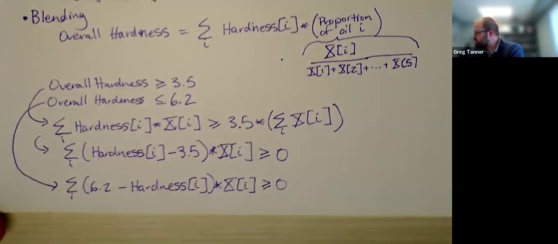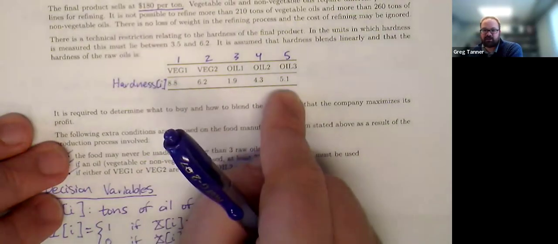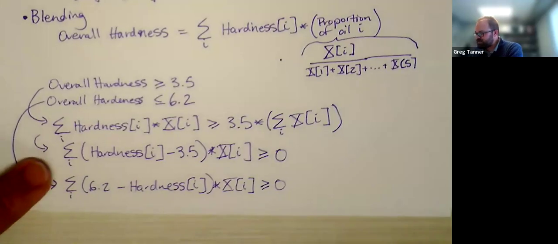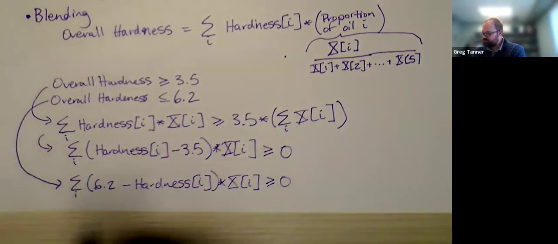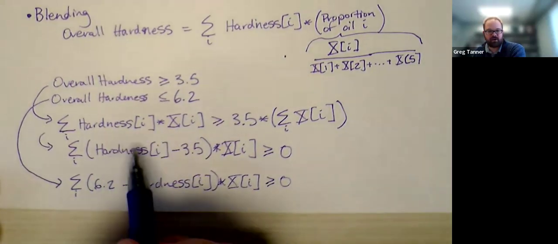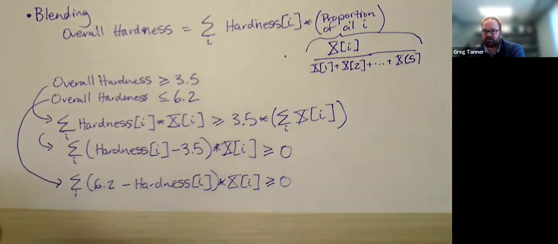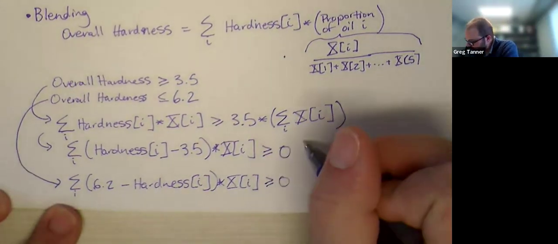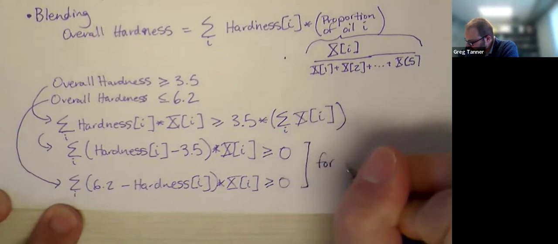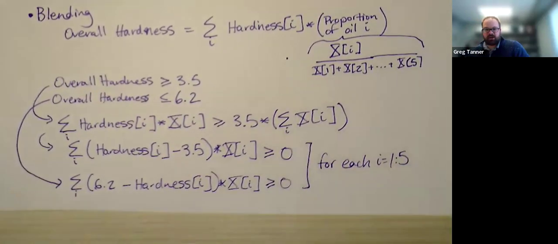Okay. One thing to note is that some of these individual oils are actually outside the lower bound and upper bound. And so some of the terms in here are going to give you negative values. Negative values in this one if the hardness is smaller than the lower bound, and negative values in here if the hardness is higher than the upper bound. Okay. And so we're going to get both of these constraints for each i from 1 to 5. Okay, and so that's all the constraints for this problem.